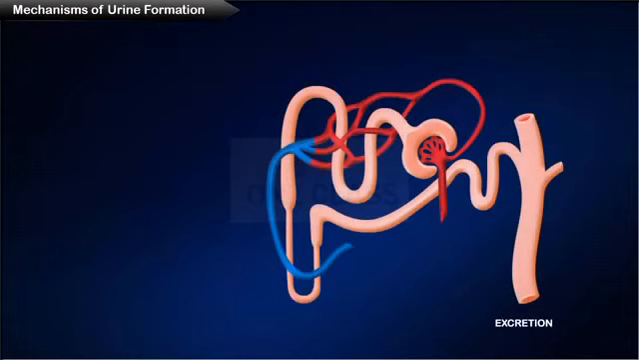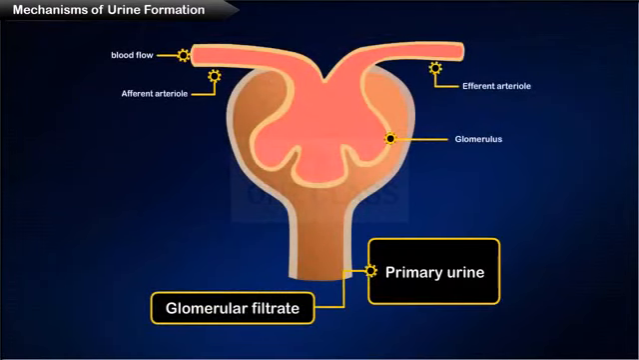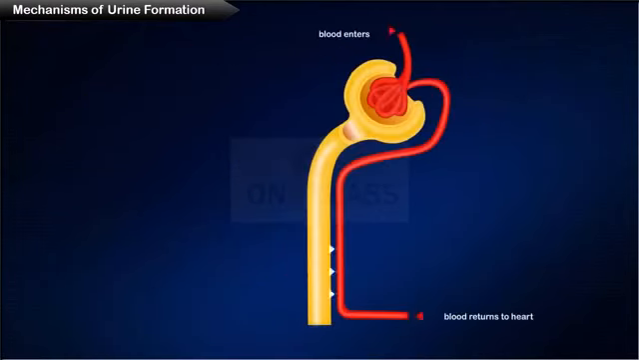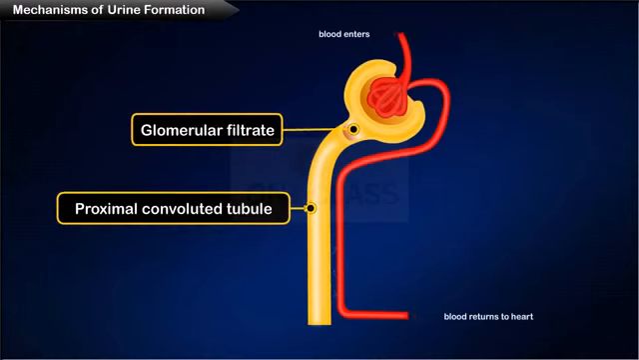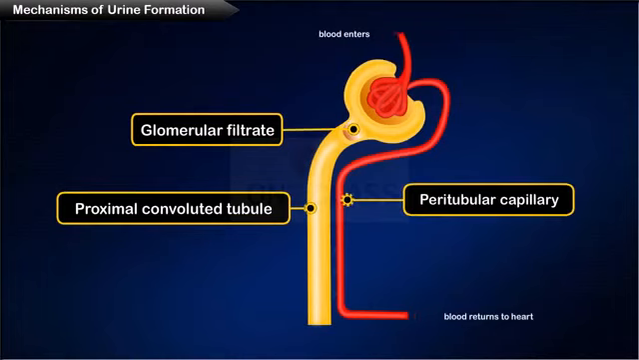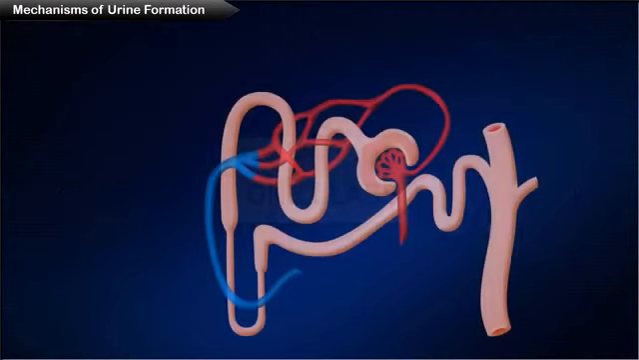The second step of urine formation is tubular reabsorption. Glomerular filtrate is also called primary urine. The flow of components of the glomerular filtrate from the proximal convoluted tubule of the nephron containing urine into the peritubular capillaries containing blood is called tubular reabsorption.